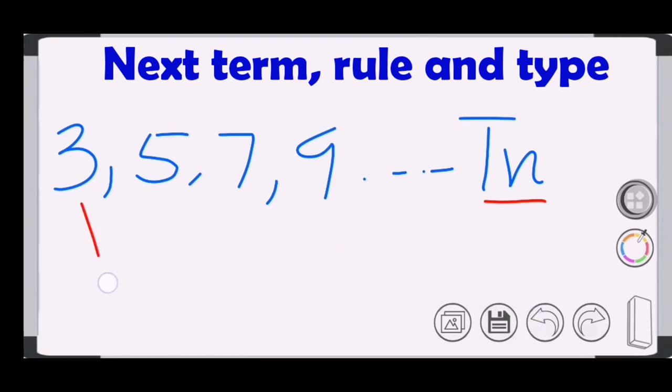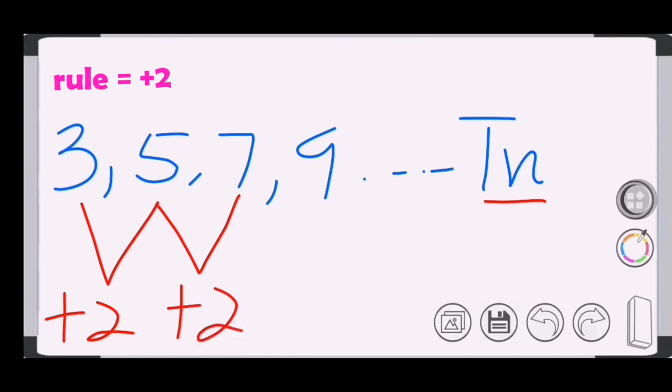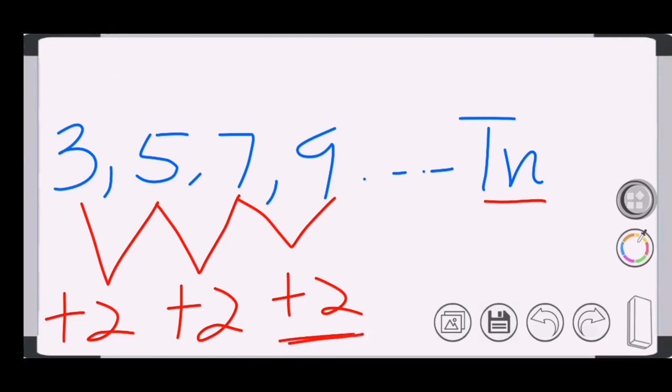So between the 3 and 5, the first and the second term, what is happening? How did we jump from 3 to 5? It is very simple, right? It's plus 2. How did we jump from 5 to 7? Same, plus 2. 7 to 9 is plus 2. Therefore, we can say there is a common difference of positive 2.